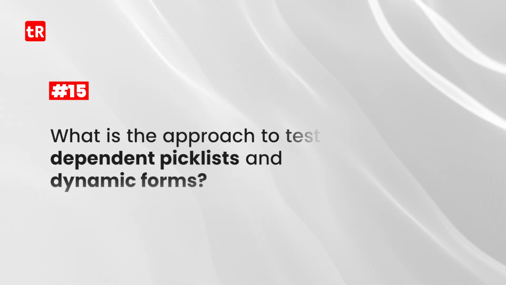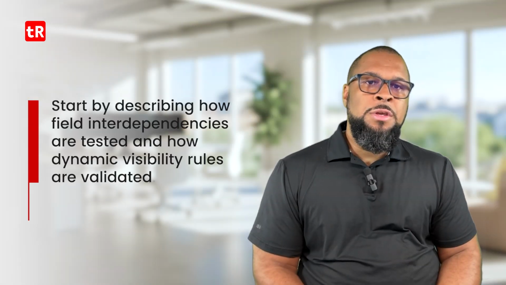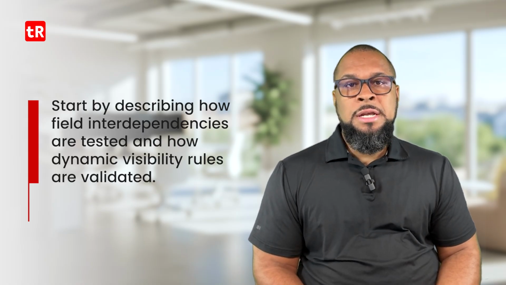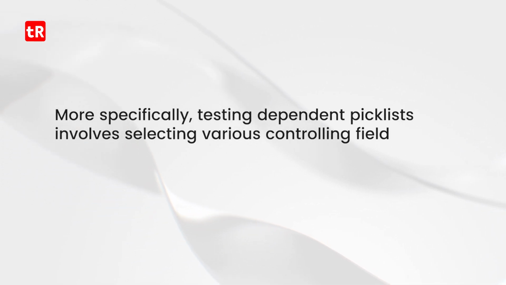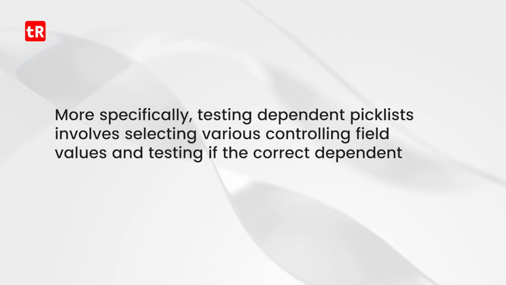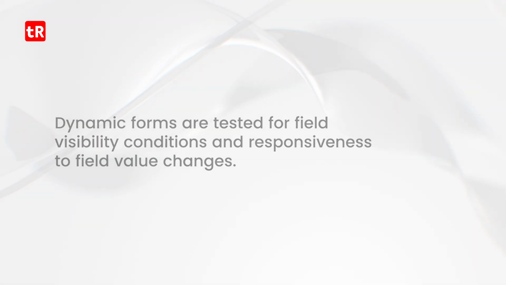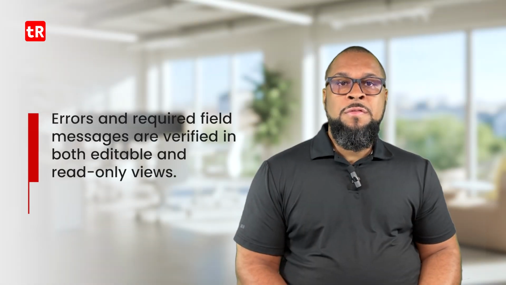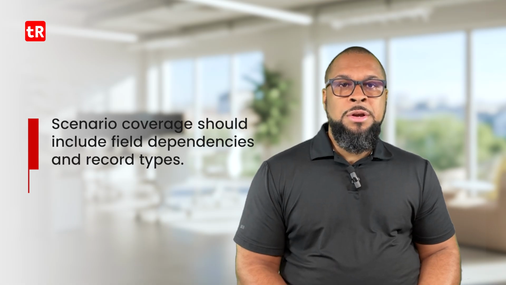What is the approach to test dependent picklists and dynamic forms? Start by describing how field interdependencies are tested and how dynamic visibility rules are validated. More specifically, testing dependent picklists involves selecting various controlling field values and testing if the correct dependent values are shown. Dynamic forms are tested for field visibility conditions and responsiveness to field value changes. Errors and required field messages are verified in both editable and read-only views. Scenario coverage should include field dependencies and record types.